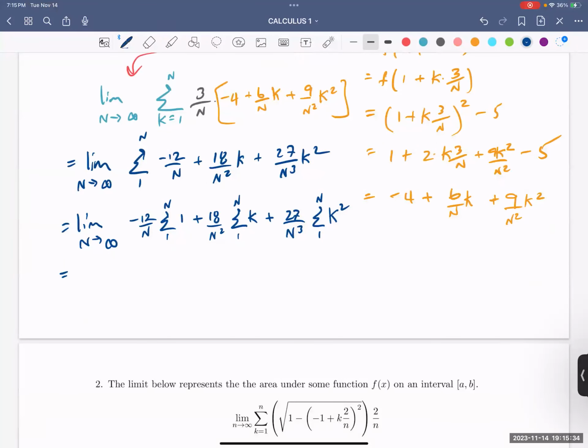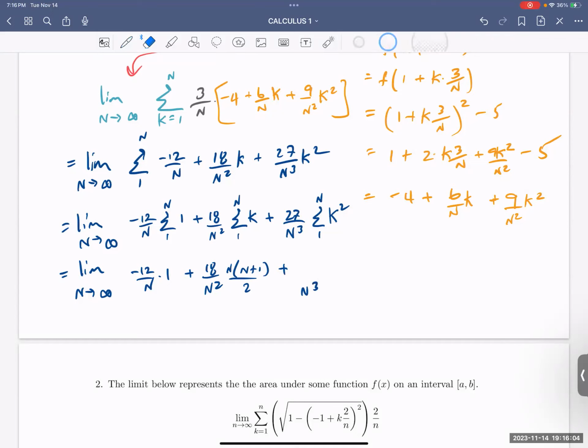Okay, so when we take our limit and go to infinity, we'd have negative 12 over n. This sum goes to 1, and so we'd have times 1, plus 18 over n squared. This sum is n plus 1 divided by 2, the sum of the first k many integers, plus 27 over n cubed. The last sum, k squared, goes to n plus 1, 2n plus 1, all divided by 6.